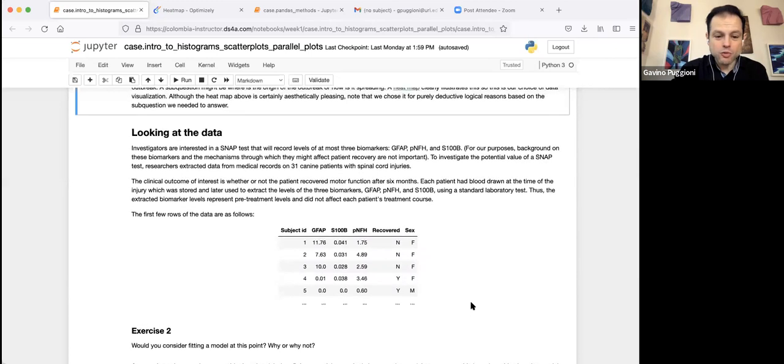Now, the question is, would you consider fitting a model at this point? Why or why not? What would be your answer for this? Mauricio, first, the sample size is too small. That it's not very large. I agree with that. Do exploratory analysis first, Andres. First explore, and no, absolutely. We want to understand better what to do, right? So all of these are very reasonable answers.